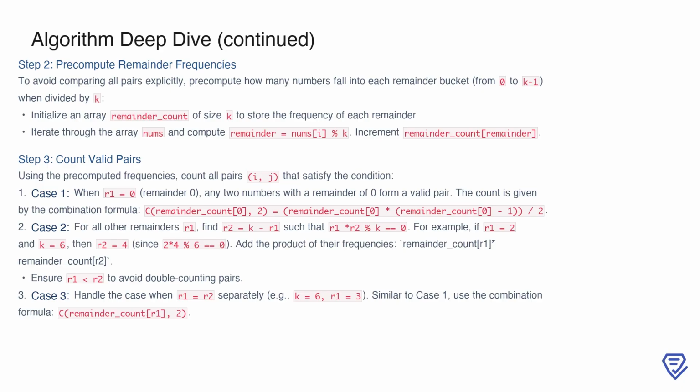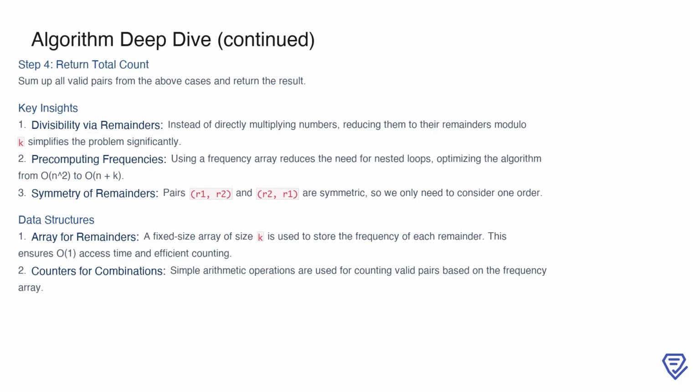First, for numbers with a remainder of 0, any two such numbers form a valid pair, and we calculate the count using the combination formula. Second, for other remainders r1, we find the complementary remainder r2 equals k minus r1 that satisfies the condition r1 * r2 % k equals 0. The count of such pairs is the product of their frequencies. Lastly, if r1 equals r2, we again use the combination formula to count valid pairs. Importantly, we ensure no double counting by only considering pairs where r1 is less than r2. After evaluating all cases, we sum up the counts of valid pairs and return the total.